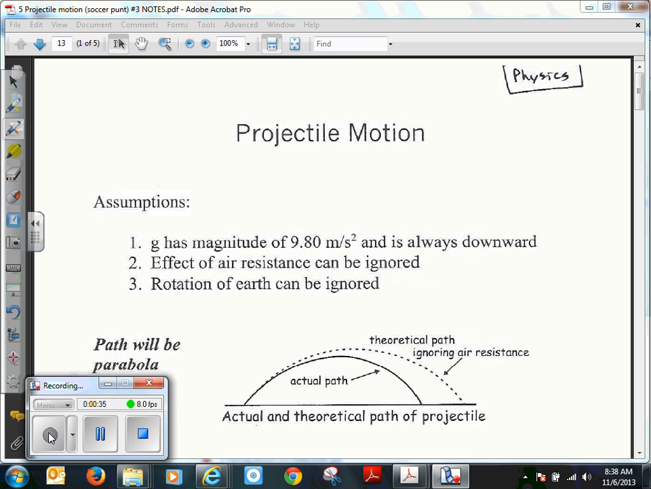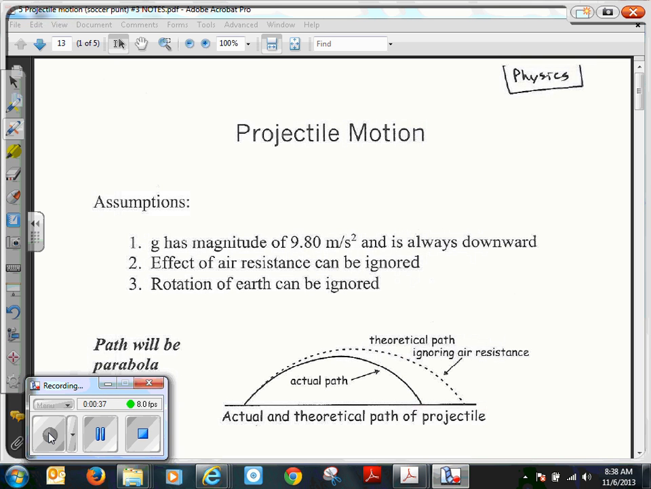Projectile motion, so assumptions we have to make. Little g, or acceleration due to gravity, has a magnitude of 9.8 meters per second squared, but we are using 10 meters per second squared for our math. And it's always downward. Maybe you learned negative 9.8 in your last science class, but now you need to know that if you're on the equator, downward is upward 12 hours later. So the negative is not necessarily the right way to do it.